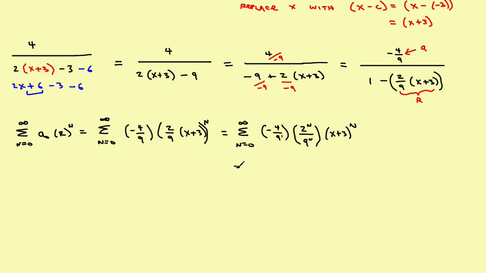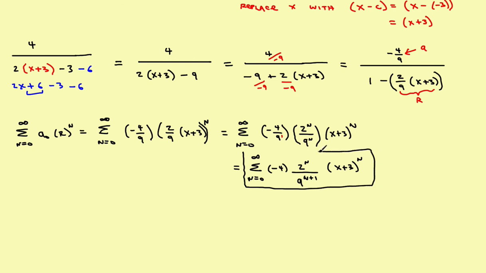So in the final form of this thing, I can write it as the summation as n equals 0 to infinity. First of all, here's the negative 4, so I've got a negative 4. Then here's a 2 to the n, so I've got a 2 to the n. Divided by, now here you can add these two exponents together. So 9 to the n times 9 to the first becomes 9 to the n plus 1. And then finally out here you've got the x plus 3, the whole thing to the n power. So it took a while to get there, but that's going to be the geometric power series that represents that rational function. So you got that part done.